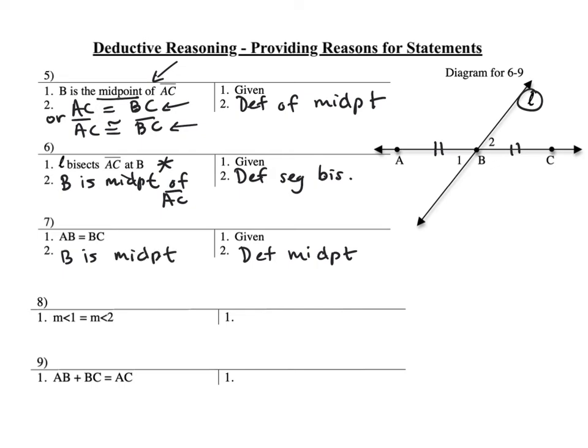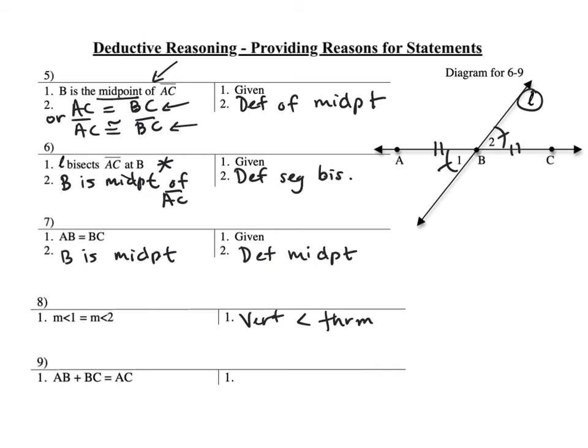Number 8, angle 1 is congruent to angle 2, or their measures are equal. Well, those are vertical angles. That's not the definition of vertical angles. The definition only tells you what they are. This is the vertical angle theorem. The vertical angle theorem says that vertical angles are congruent.